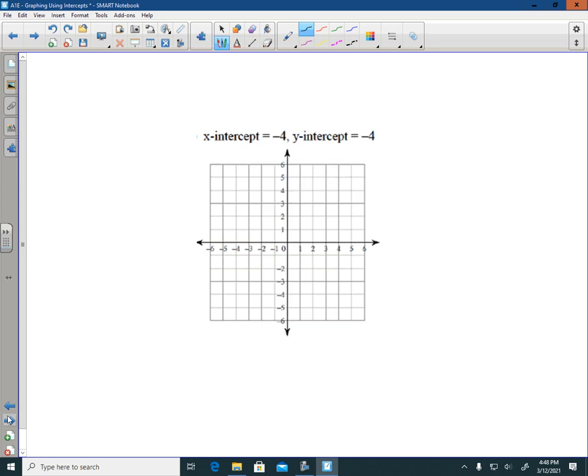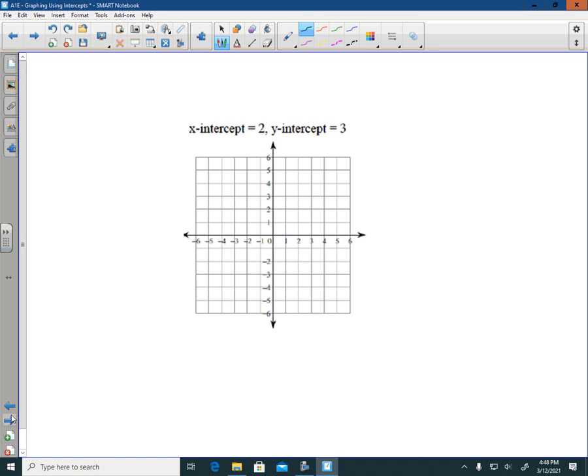Okay, let's do another one. This time the x-intercept is -4, so we know it crosses the x-axis at -4, which is right here. And then the y-intercept is also -4, so it crosses the y-axis at -4, which is down here. And then we can connect with a line. Done. Aren't intercepts great? Much better than tables.